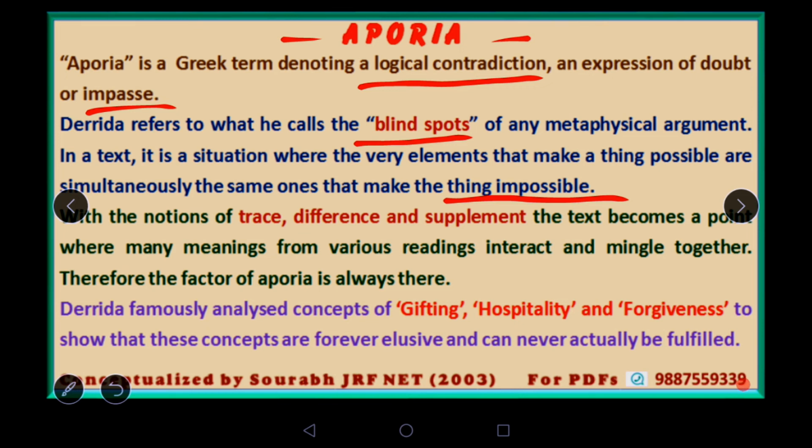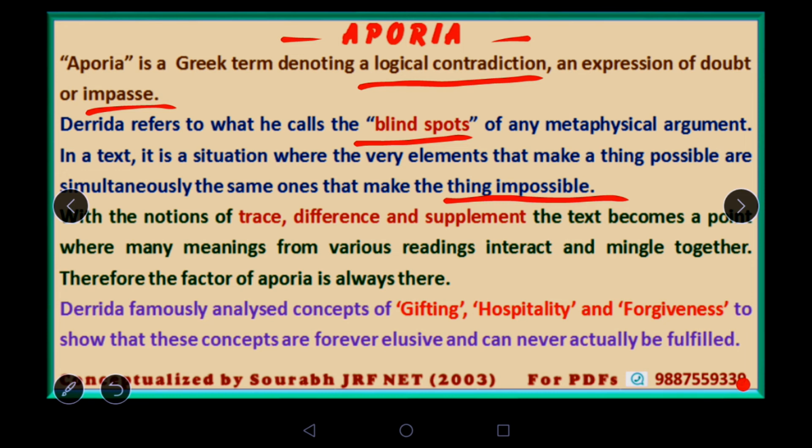ये जो बहुत पुरानी एक traditional puzzle है, पहले hen और egg, which comes first, it is the best example to consider what is aporia. Hen to egg or egg to hen, writing to speech or speech to writing, male to female or female to male, darkness to light or light to darkness. Which came first, or which is the dominant, or which is the earlier term? So ये basically trace, difference, supplement के example से.